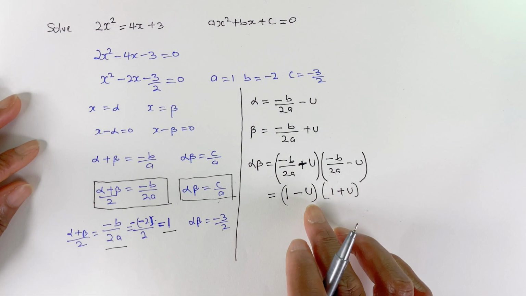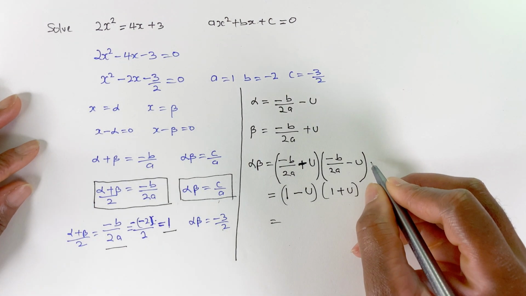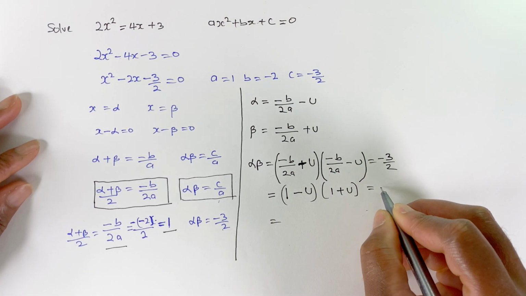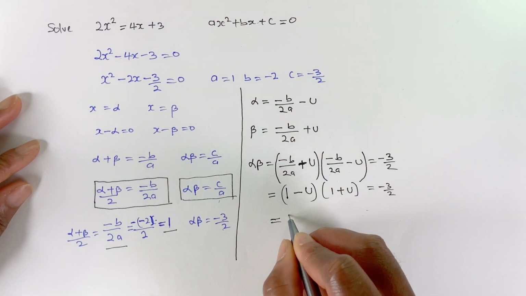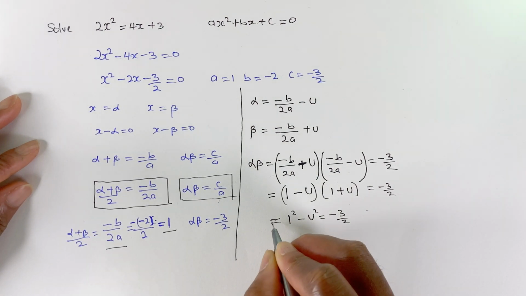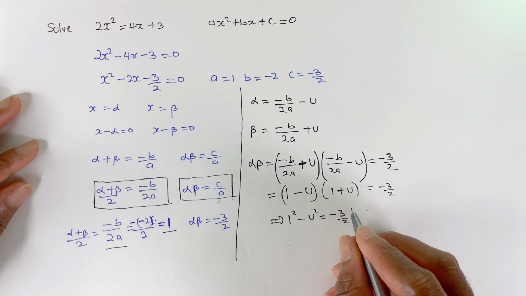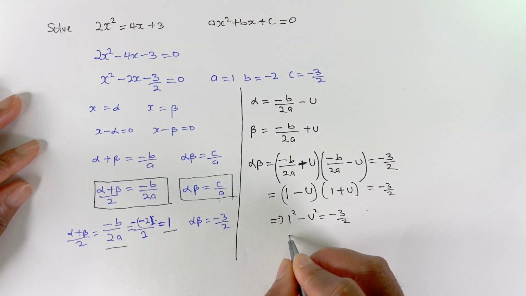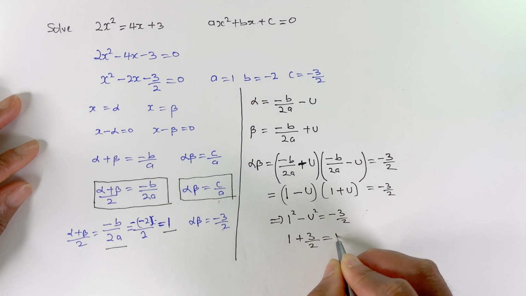So (1 minus u) times (1 plus u) is a difference of two squares, and that equals minus 3 over 2. So I get 1 squared minus u squared equals minus 3 over 2. In this case, I'm going to take minus 3 over 2 to this side, it'll be plus, and take u squared to the other side, so I'm going to get 1 plus 3 over 2 equals u squared.